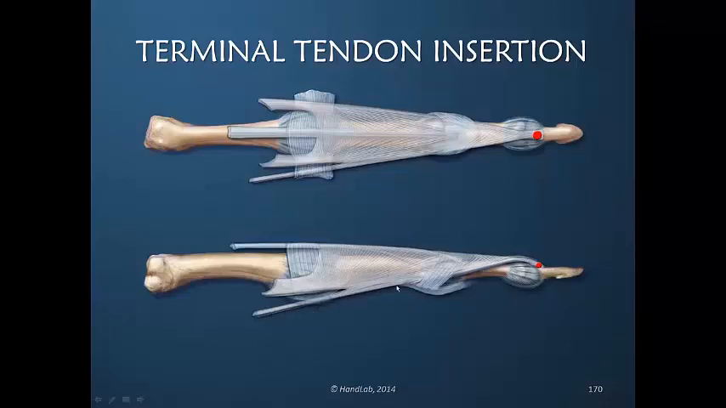The lateral band has the most direct line of pull to the terminal tendon insertion, and as we discussed, the extensor digitorum communis, which becomes a central slip, has an indirect route to get any power to the terminal tendon insertion. Therefore, we don't really describe this as the insertion of the EDC. It is indeed the insertion of the dorsal apparatus. That means it combines the power of the extensor digitorum communis, the lumbrical muscles, and the interosseous muscles.